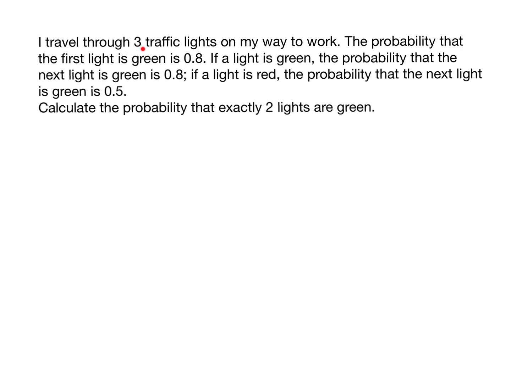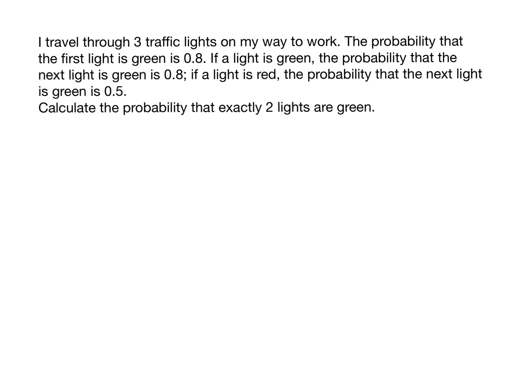So I travel through 3 traffic lights on my way to work. Probability first light is green is 0.8. If a light is green, the probability that the next light is also green is 0.8. If a light is red, probability the next light is green is 0.5. We're going to calculate the probability that exactly 2 lights are green.